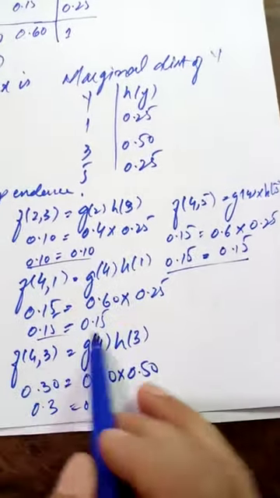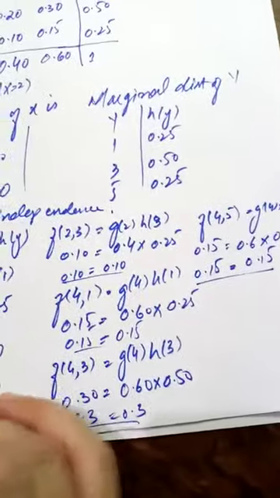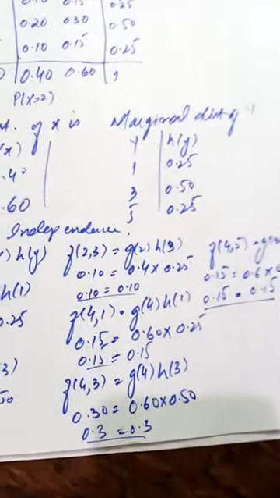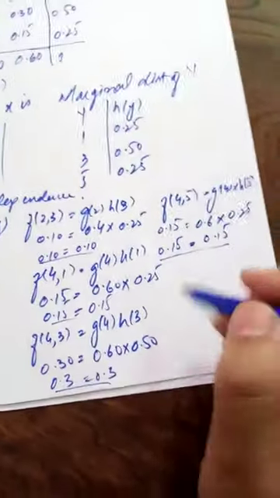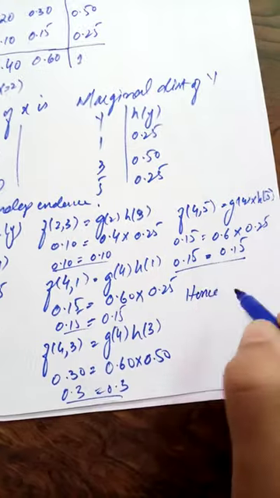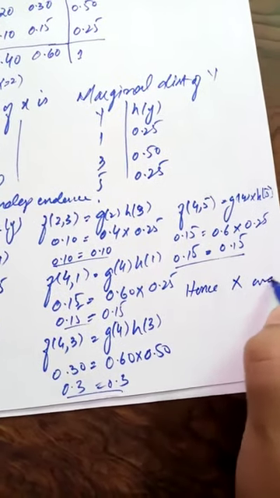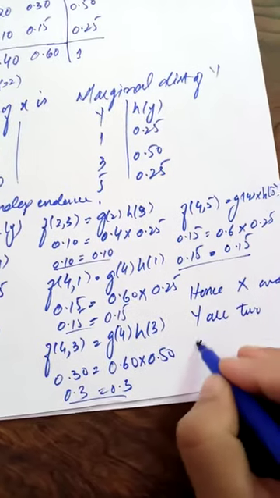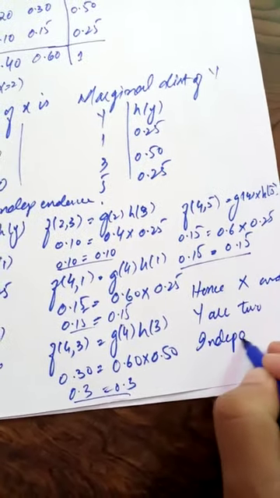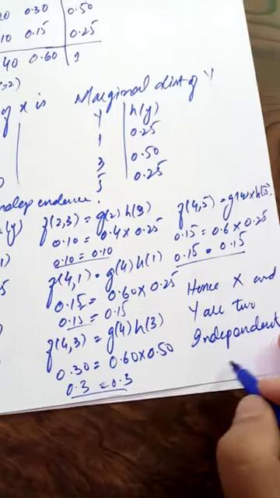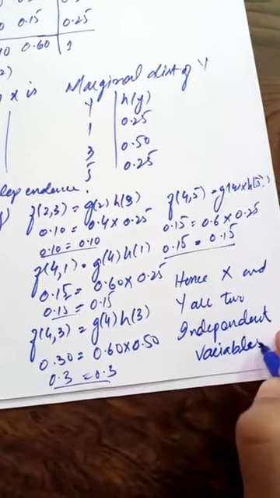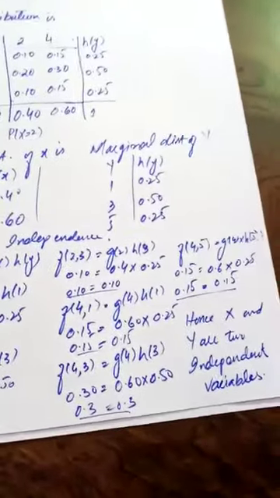So we can see that the rule is true for all the pairs, for all the xy pairs. So we can say that hence x and y are independent variables. So this is how we check the independence.